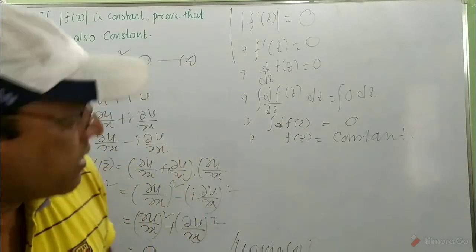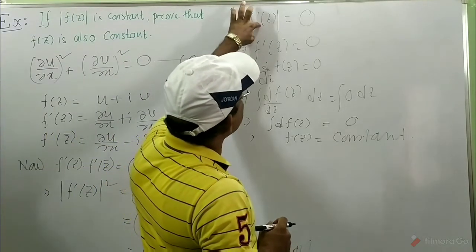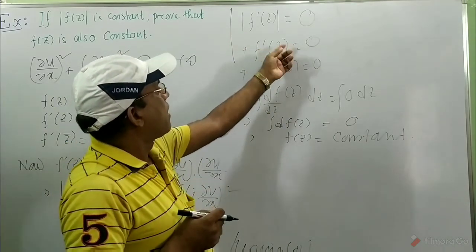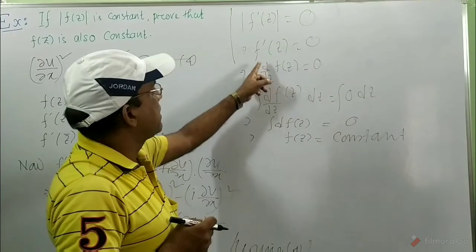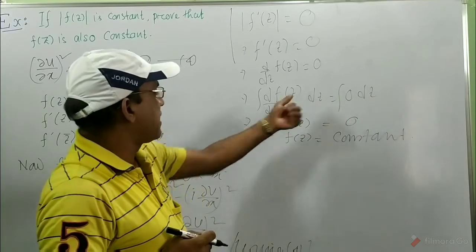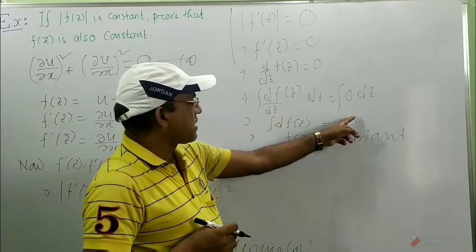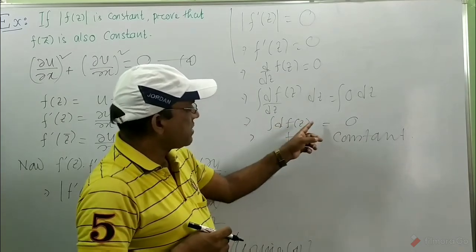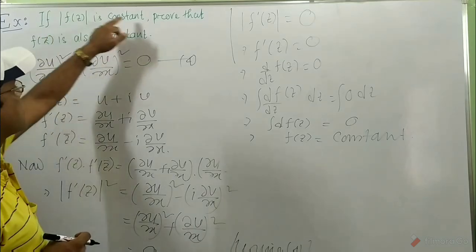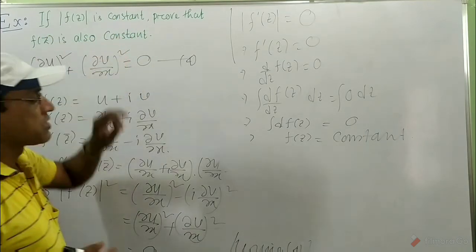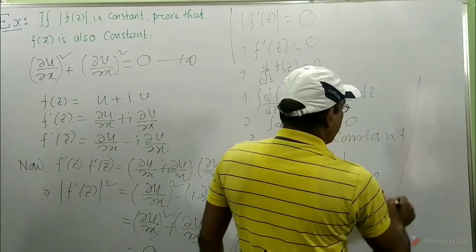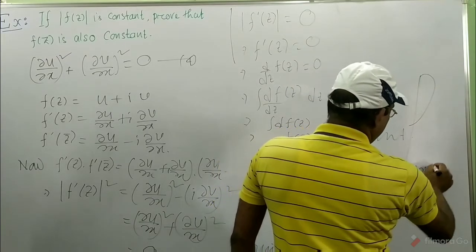So what we get? We write details. Actually from this we can write this is constant. But if we write details, then we get mod f'(z) equal to 0. Then d/dz of f(z) equal to 0, and if we integrate with respect to z, then integration of dz equal to 0, and integration of d f(z) means f(z) equal to constant. So this is our problem: if modulus of f(z) is constant, then prove that f(z) is also constant. Hence proved.